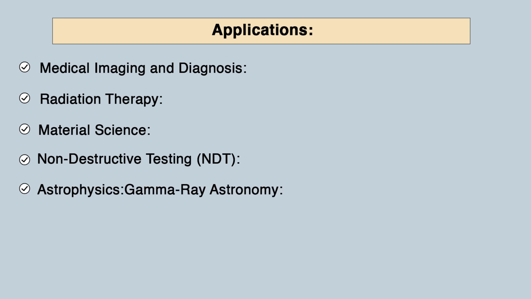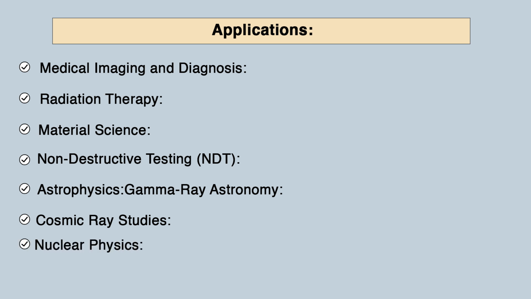Fourth, in the field of astrophysics. The Compton effect is crucial in gamma ray telescopes like the Compton Gamma Ray Observatory to study high energy processes in the universe. It helps in analyzing the high energy photons emitted by celestial objects. Fifth, in the field of cosmic ray studies. Understanding Compton scattering helps in analyzing cosmic rays and their interactions with the Earth's atmosphere.